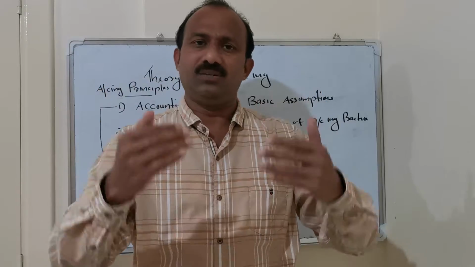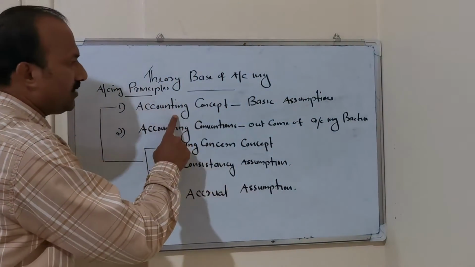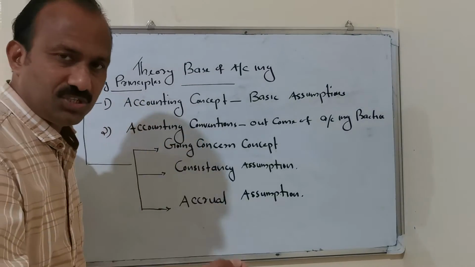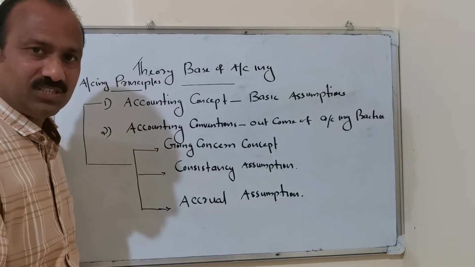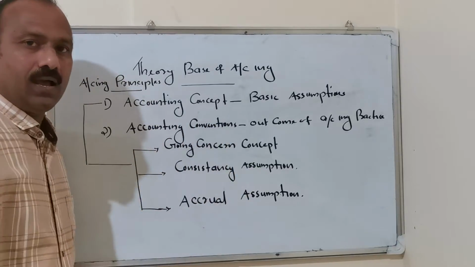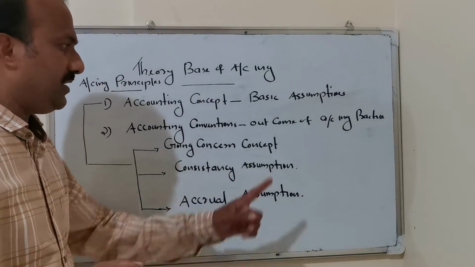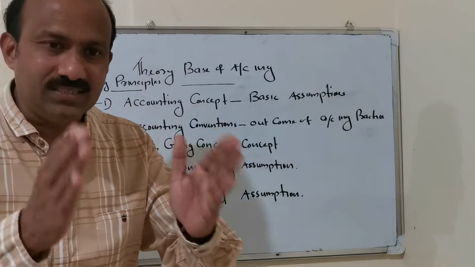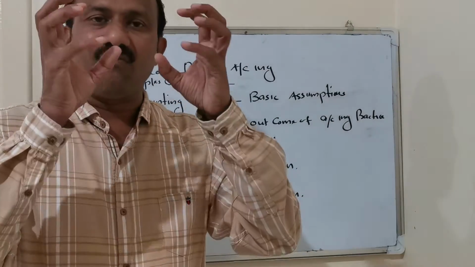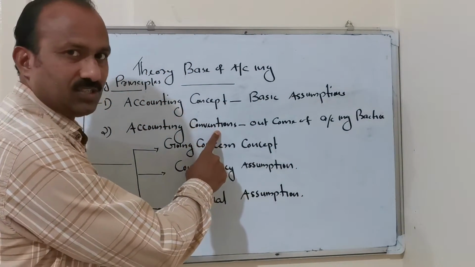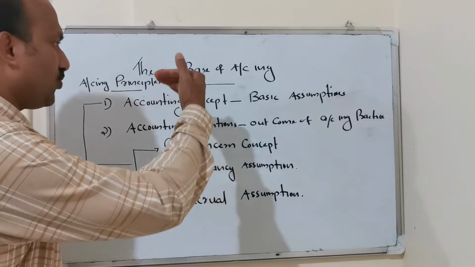These are the examples. Look here, accounting concept means basic assumptions which are applied in an organization while preparing a financial statement of the company. Then we have accounting conventions. Accounting convention simply means the outcome of accounting practices. Whenever you are practicing an accounting system, what is the outcome? That is known as accounting conventions. Let us discuss one by one.